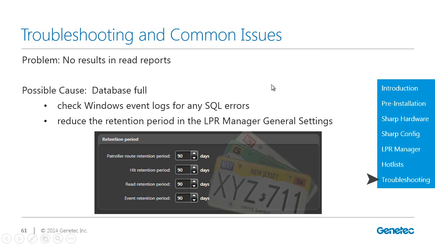Now the first problem I want to take a look at is if you get no results on your read reports. When we were setting up the retention periods, we mentioned the 10 gigabyte database limit for the basic SQL server that's installed. So take a look in the event logs in Windows to see if there are any SQL errors that point to a full database. They should be pretty obvious in there. And in that case, you'll need to reduce the retention period to make sure the database has enough room to record new reads and new hits and new information.